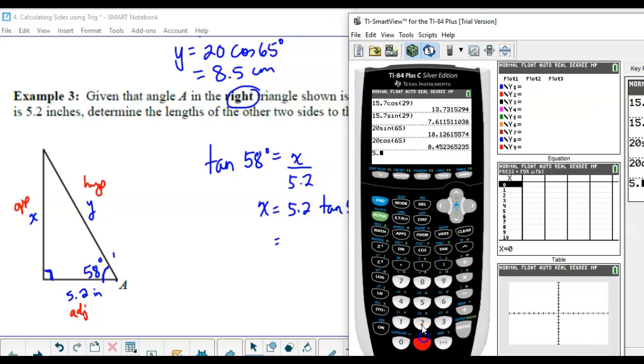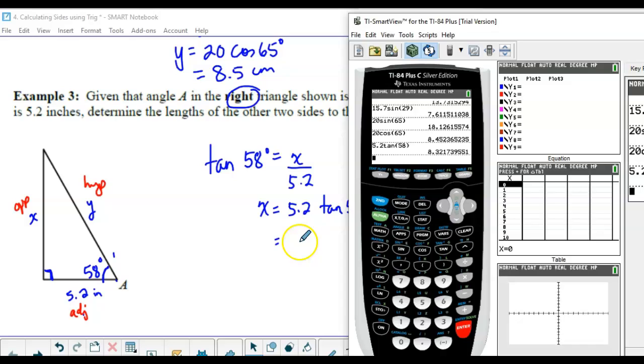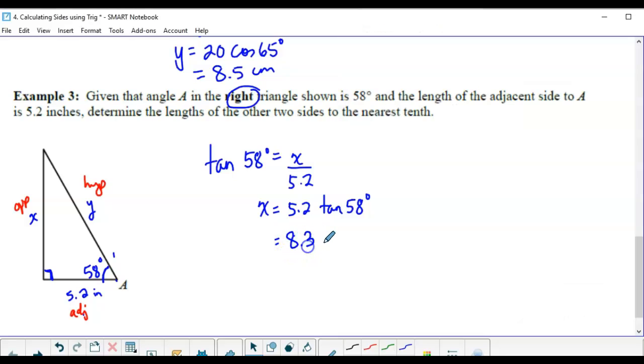So 5.2 tan of 58 is 8.3 inches. Okay, now for the hypotenuse, I always like to use one of our given sides. So this side is adjacent and this is hypotenuse. So that would be cosine.